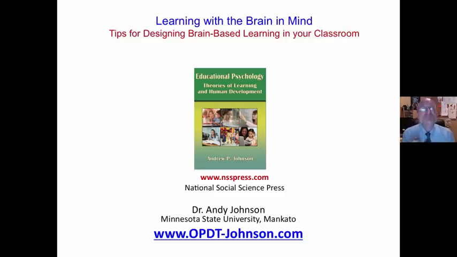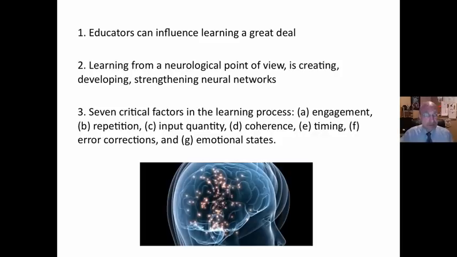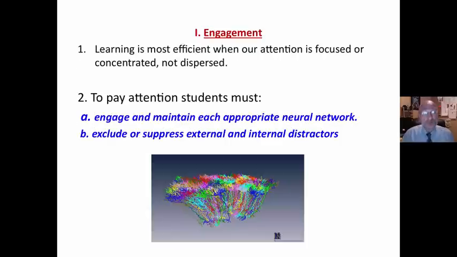We are looking at some tips for designing brain-based learning in your classroom. This is taken from a most excellent book by Eric Jensen, Teaching with the Brain in Mind. You can influence learning a great deal in your classroom. From a neurological point of view, learning is creating, developing, and strengthening these dot-to-dot pictures in our head called neural networks. And we're going to look at 7 critical factors.